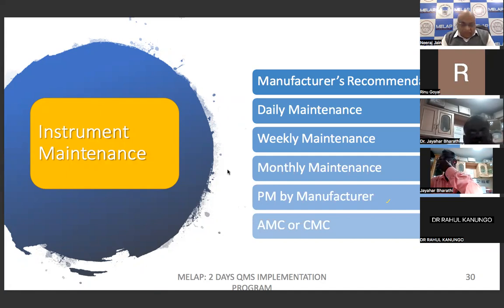When we are talking about clauses, people who have attended 15189:2012, I think they must be getting a little confused, because in this new standard, all clause numbers are changed. So in instrument maintenance, whatever the manufacturer is recommending in daily maintenance, weekly maintenance, monthly maintenance, preventive maintenance by the manufacturer, you should develop your program accordingly. You shall have a documented program for how you will maintain your machine.